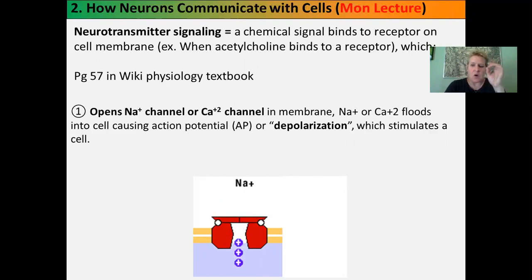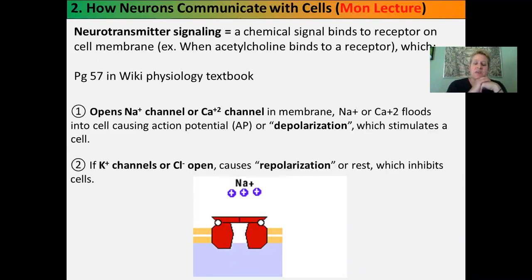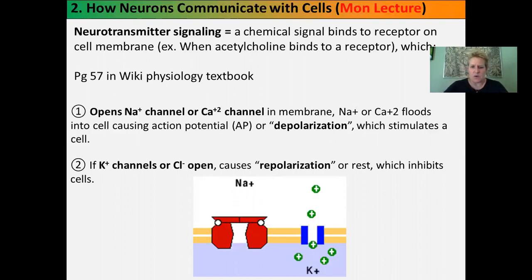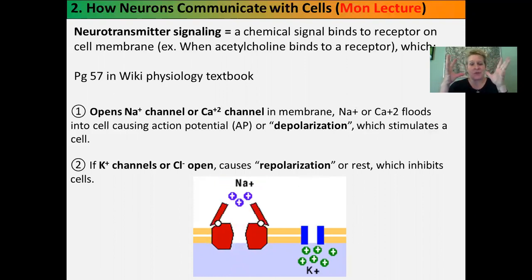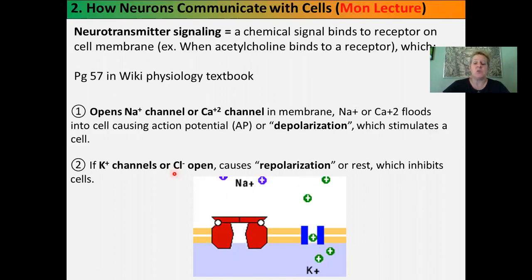Sodium, with an S, is always stimulatory. Calcium, I remember, makes cells crazy. So those stimulate a cell when they're opened up. Now, if potassium ion channels or chloride ion channels are opened, the opposite will happen. In this GIF down here, you can see the potassium leaving the cell through an ion channel. I remember potassium, symbolized by K, makes cells kick back and relax. And I remember chloride, with a C, keeps cells calm and cool. So it all depends on what ion channel opens. Does it stimulate a cell or cause it to relax?